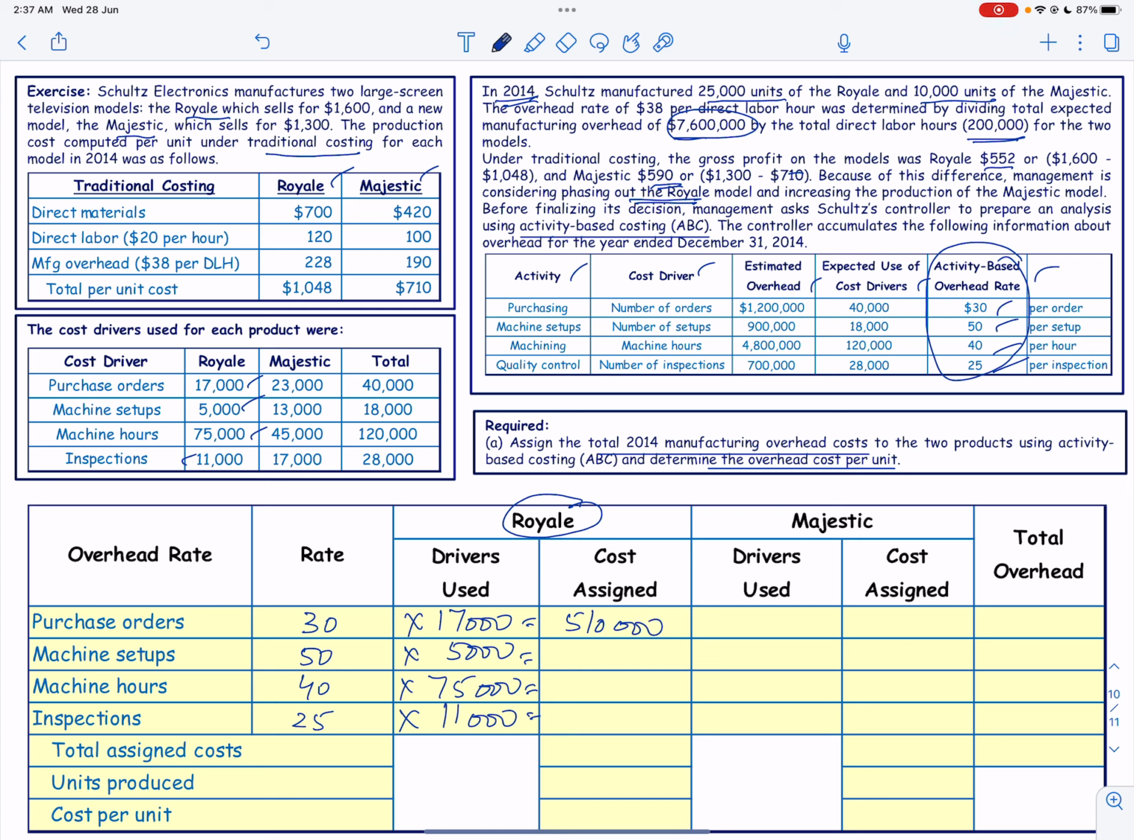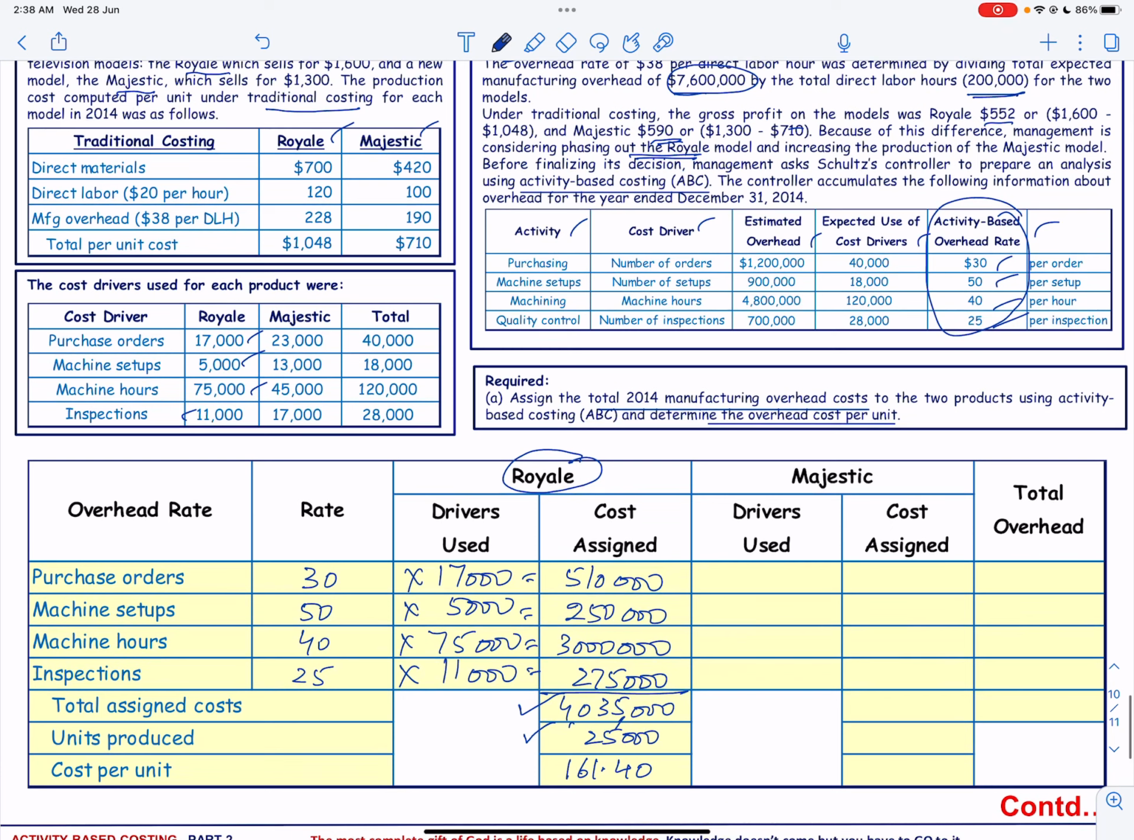So we multiply the two and we will get the cost assigned as equal to 510,000, 250,000, 3 million, and finally 275,000. And the total cost assigned will be 4,035,000. Now the units produced for the Royal, they have produced 25,000 units. So the cost per unit will be 4,035,000 divided by 25,000. That will give us 161.40.